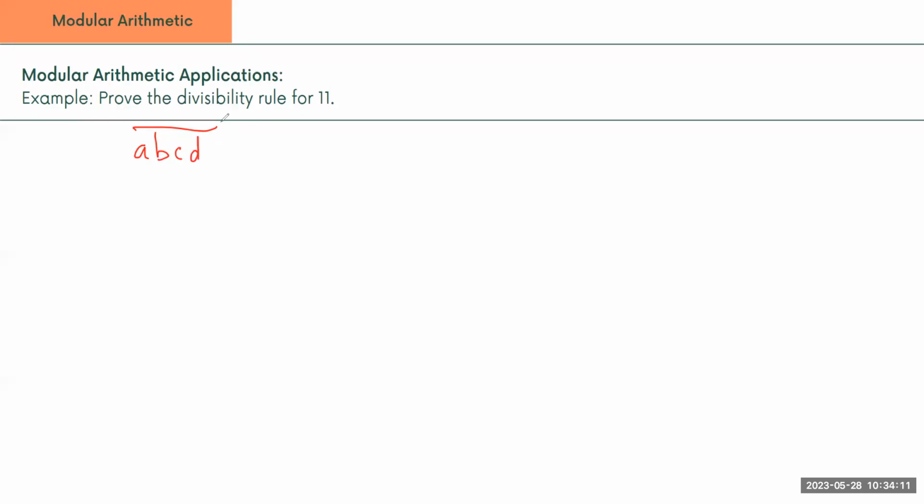So here, this is just going to equal A times 10 to the third power plus B times 10 to the second power plus C times 10 to the first power plus D.